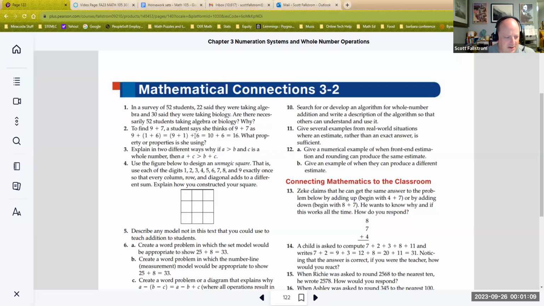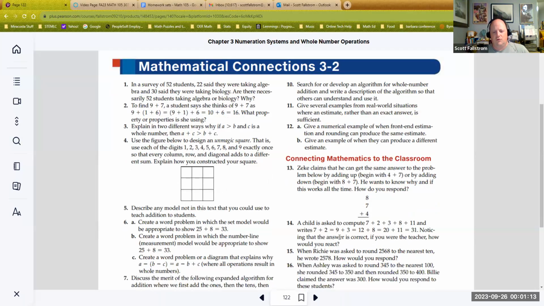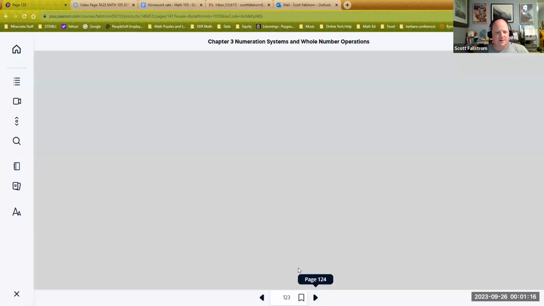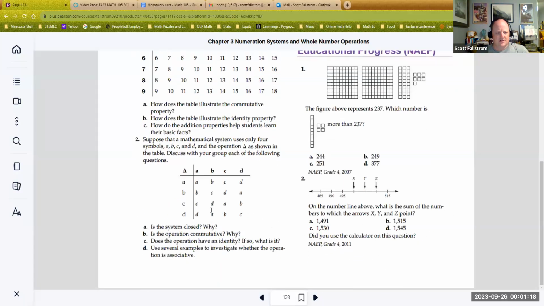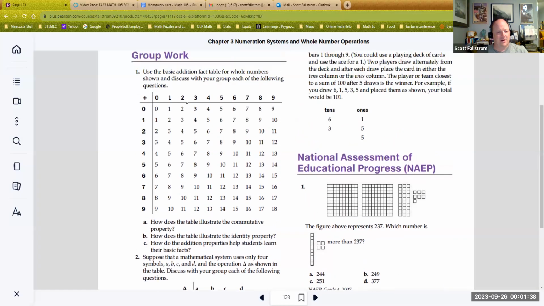Okay, and then there was one on group work. The group work piece here was down here. Does the operation have an identity? The definition of identity is covered here in the text. I put it in the video. The idea of an identity is something you use with an operator and you maintain the exact same value. So for addition, the identity element, you can look right above it up here.